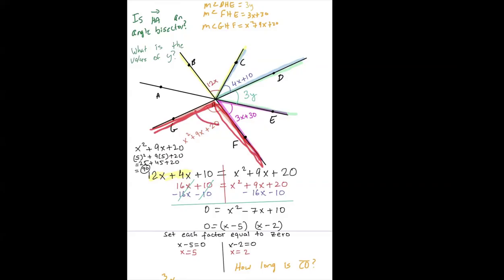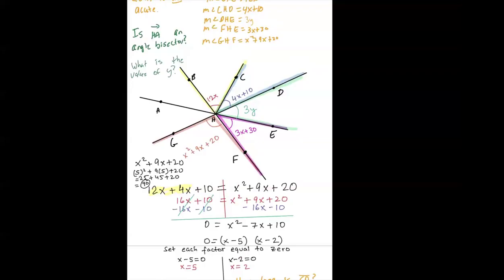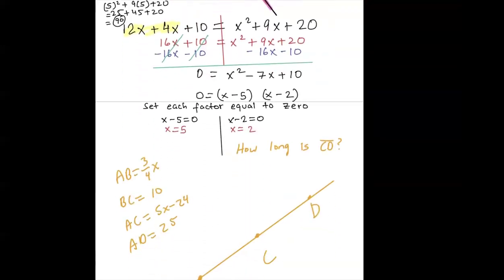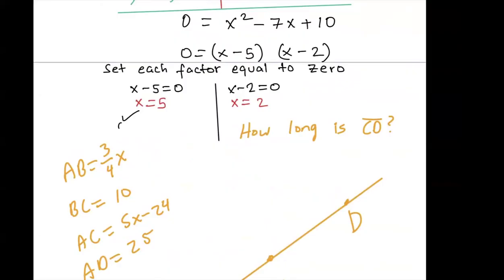Could this angle measurement be 90? Wait, what is the definition of not acute? What are we trying to see? Should it be that it's not 90, less than 90 but not 90? So is it possible that this angle is 90? Yes. So x minus 5 could be my answer.